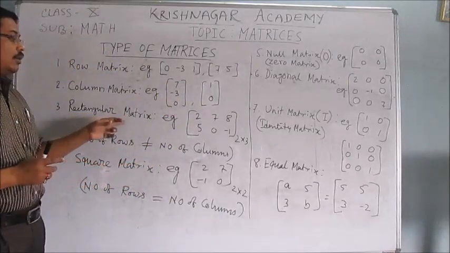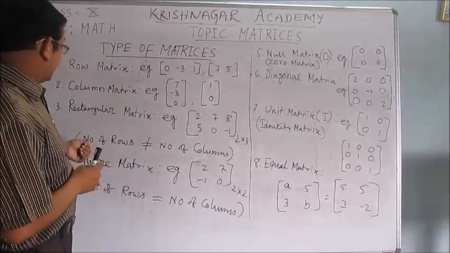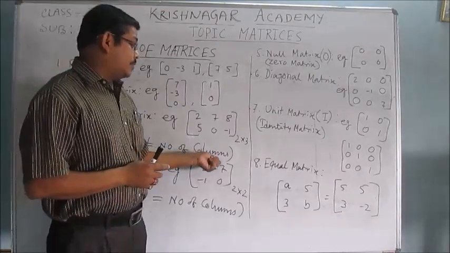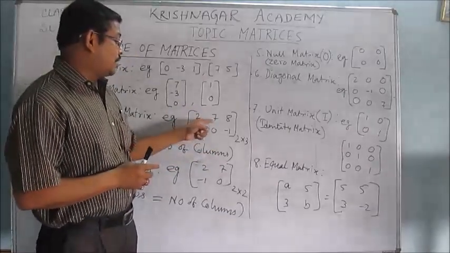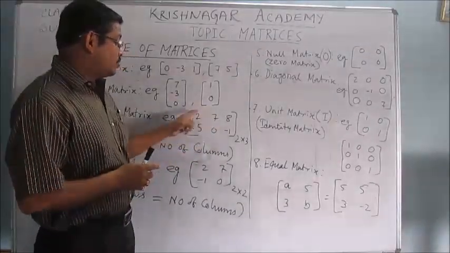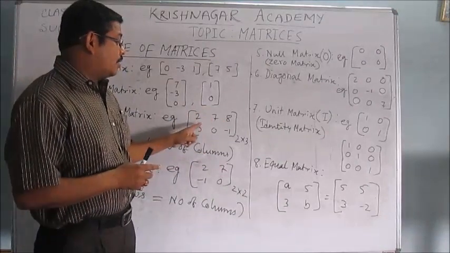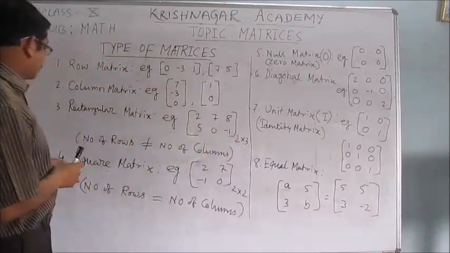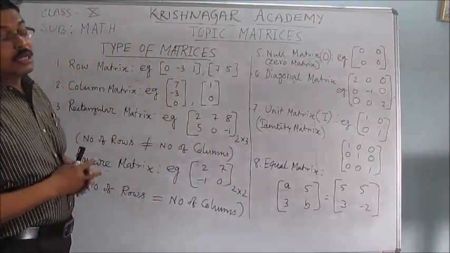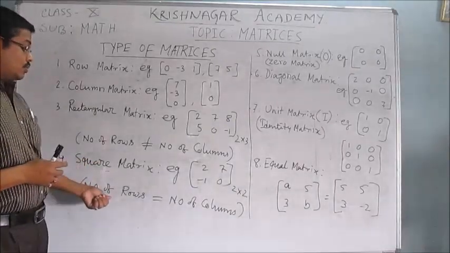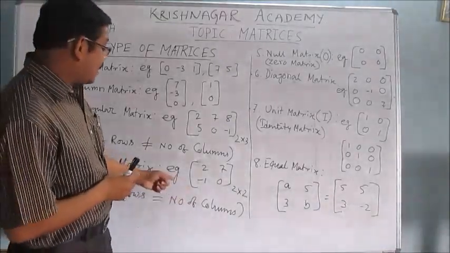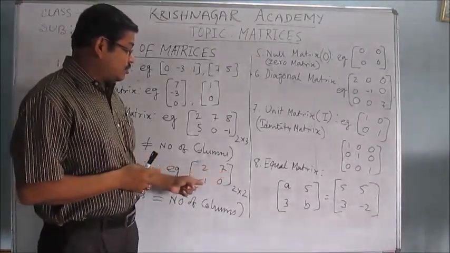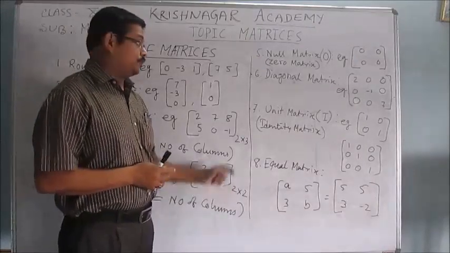Now third type, rectangular matrix. What is a rectangular matrix? A rectangular matrix has a number of rows not equal to the number of columns. Here I have given one example, 2, 7, 8, 5, 0, -1. Here you see the number of rows is 2 and the number of columns is 3, so the number of rows is not equal to the number of columns. Fourth type, square matrix. What is a square matrix? A square matrix has the number of rows equal to the number of columns. Here I have given one example, 2, 7, -1, 0. Here you see the number of rows is 2 and the number of columns is also 2.